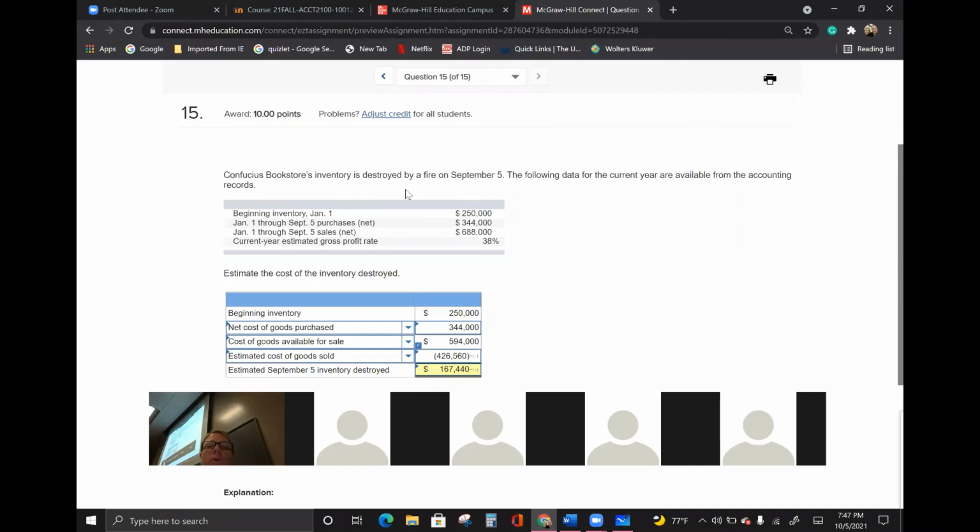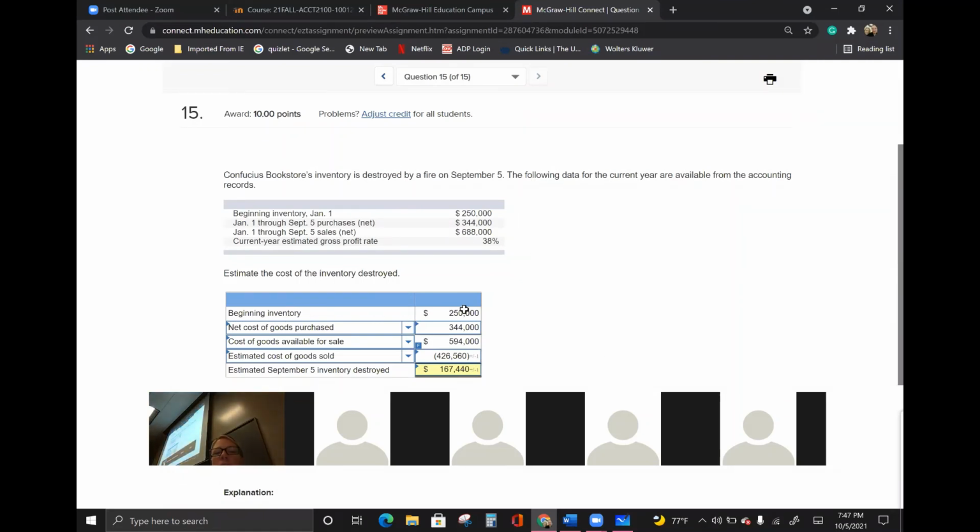So we have an inventory that's destroyed by a fire on September 5th. So they've given us data for the current year and they're available for the accounting records. So we have our beginning inventory was 250,000. January through September 5th, we purchased 344,000. January 1 through September 5th, we had sales of 688,000. So the current year estimated gross profit rate is 38%.